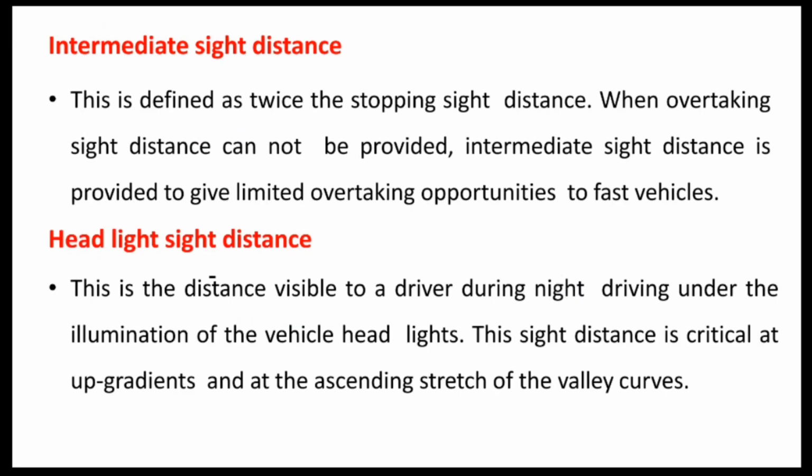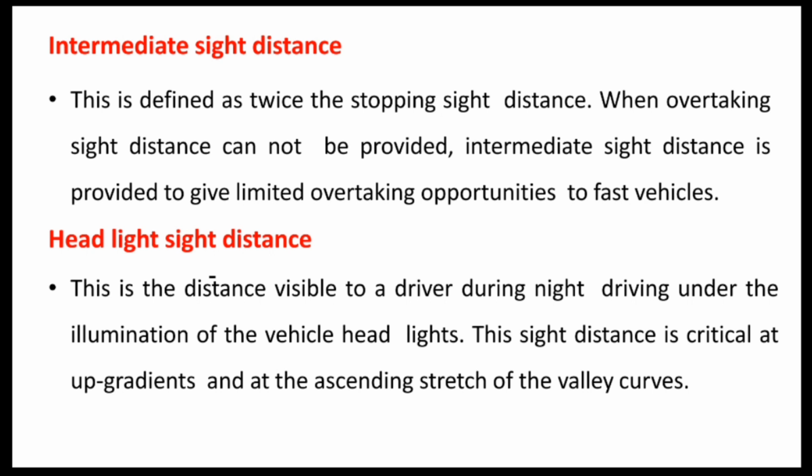Next is the intermediate sight distance. The intermediate sight distance is defined as twice the stopping sight distance. When overtaking sight distance cannot be provided, the intermediate sight distance is provided in order to give limited overtaking opportunities to the fast moving vehicles.